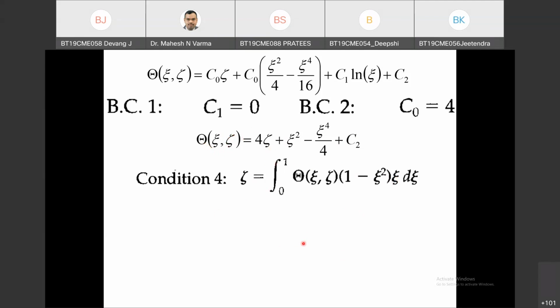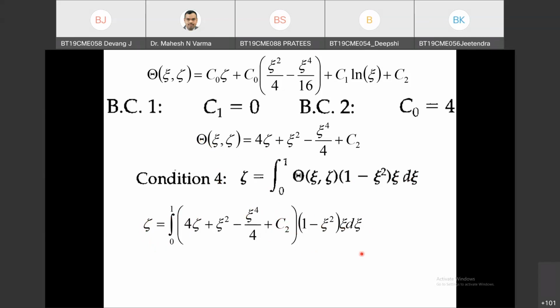Hence, this condition number 4 is used actually. Now integrating this, first of all multiply this by (1 minus epsilon square) epsilon d epsilon and integrate it over 0 to 1. This is theta times (1 minus epsilon square) epsilon d epsilon. Integrate between 0 to 1, and that should be equal to zeta. That will give you a value C2.